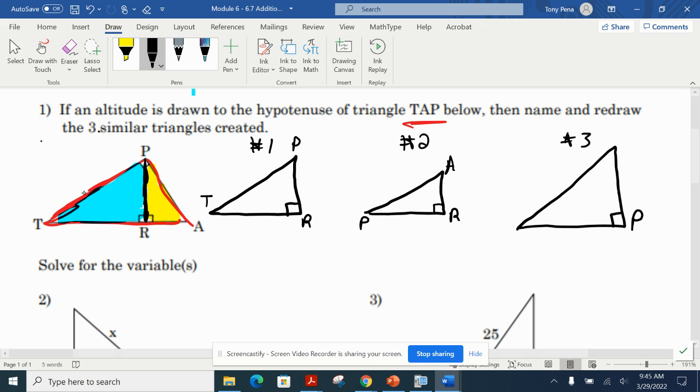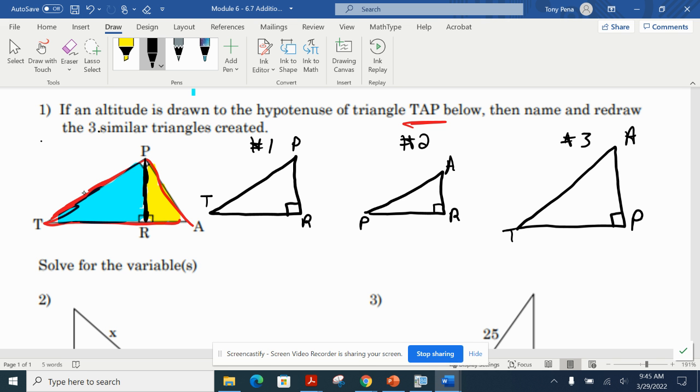The short leg of the big triangle goes from P to A. If you can see my little cursor going back and forth, the short leg is P to A. So if this is our short leg, this is P, this is A. And then the long leg goes from P to T. Those are all similar triangles.